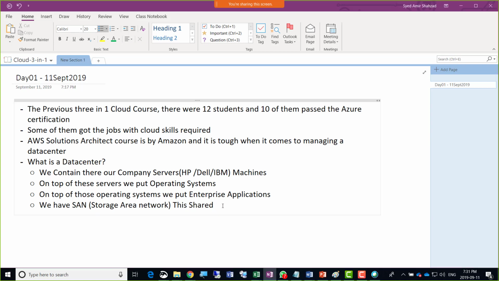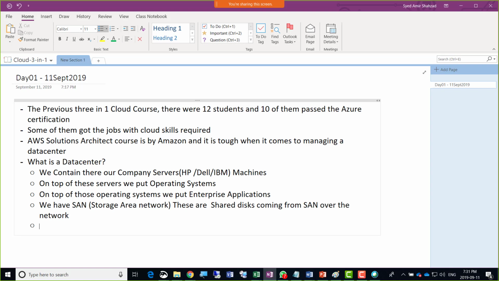Oh, cool, right? So we have SAN, storage area network. This is shared. These are shared disks, coming from the SAN over the network, right?